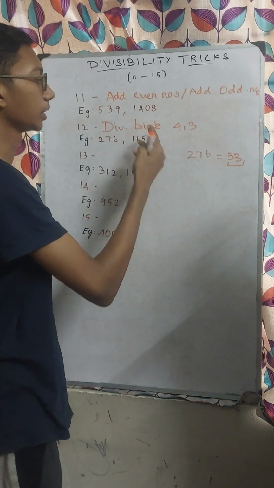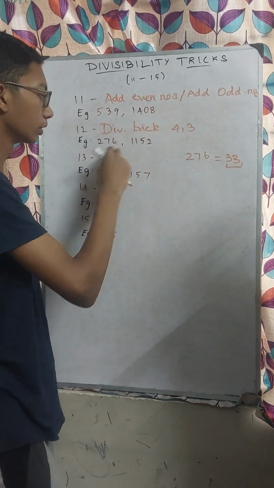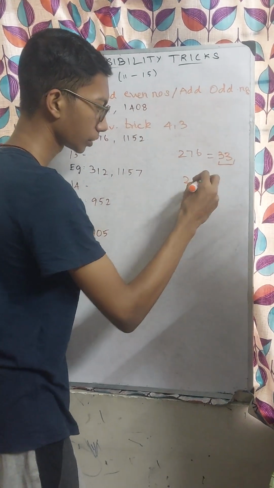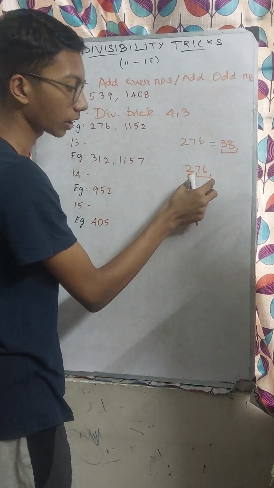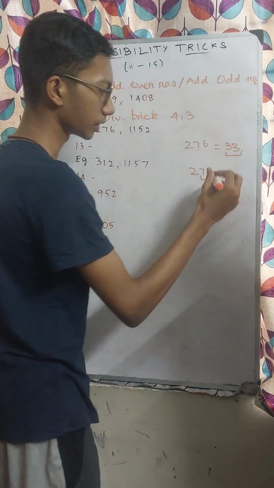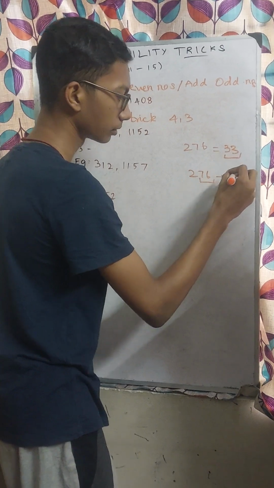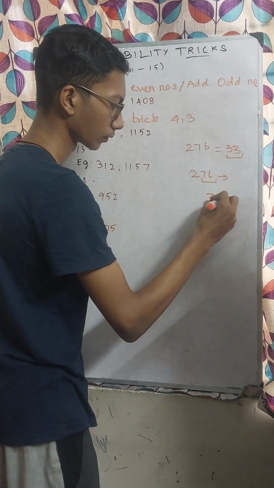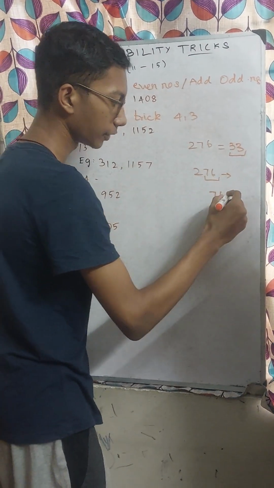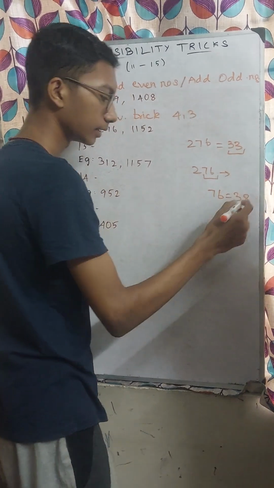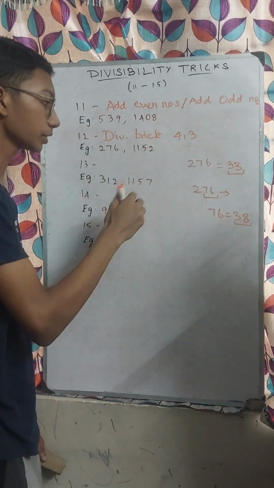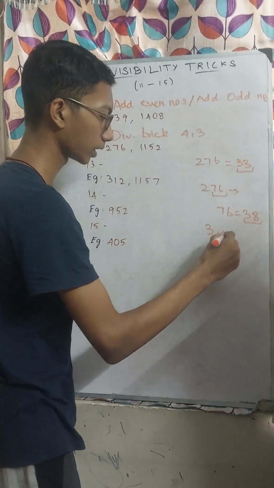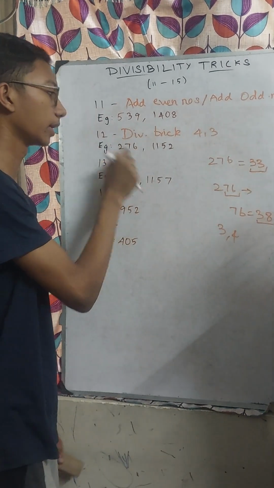Now we see the divisibility trick for the number 4. For 276, we just need to check the last two digits, that is 76. 76 is clearly divisible by 4. If we divide this by 2, we get 38. Since this is also an even number, this is divisible by 4. Since this number is divisible by both 4 and 3, this number is divisible by 12.